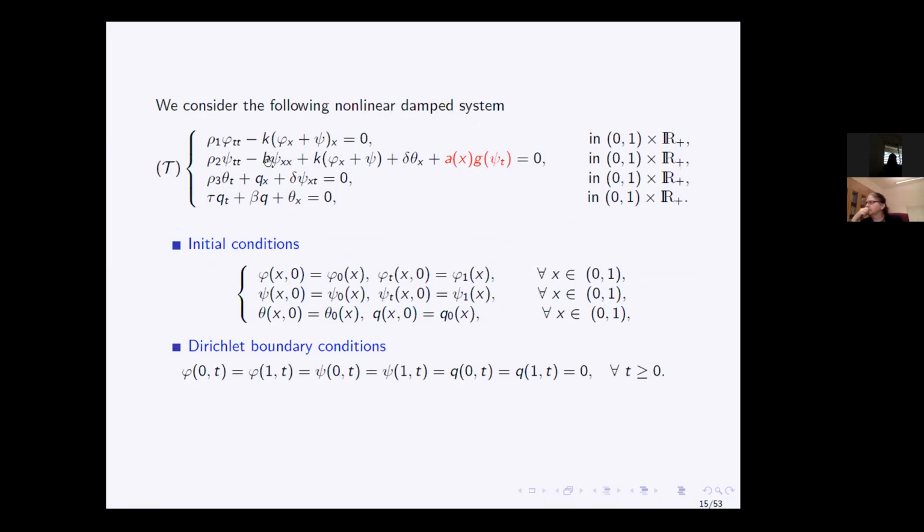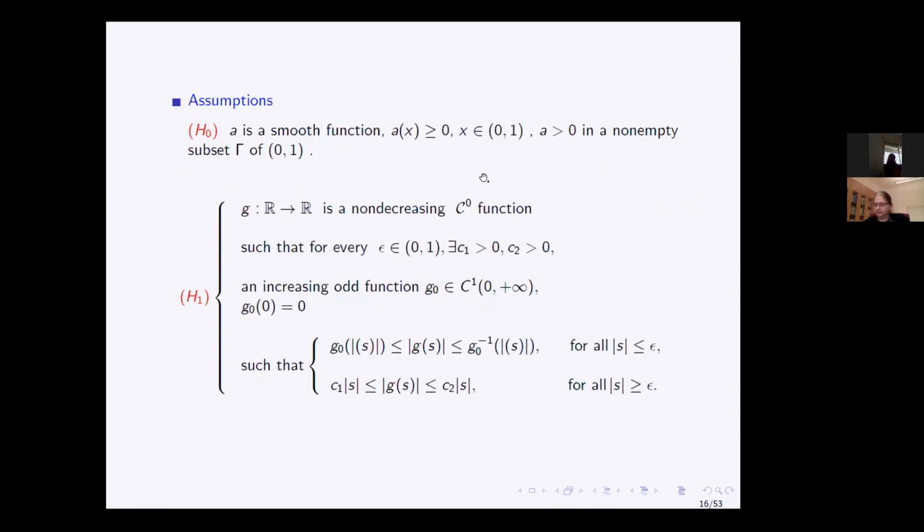So as you can see here, we have the second equation imposed with a nonlinear term of the form a(x) g(φt). The initial data are given as follows, and we assume that we have a Dirichlet boundary condition. That means we assume that the beam is a fixed beam. Of course, we have to put some assumptions on the nonlinear term in order to prove that the energy is a dissipative function.